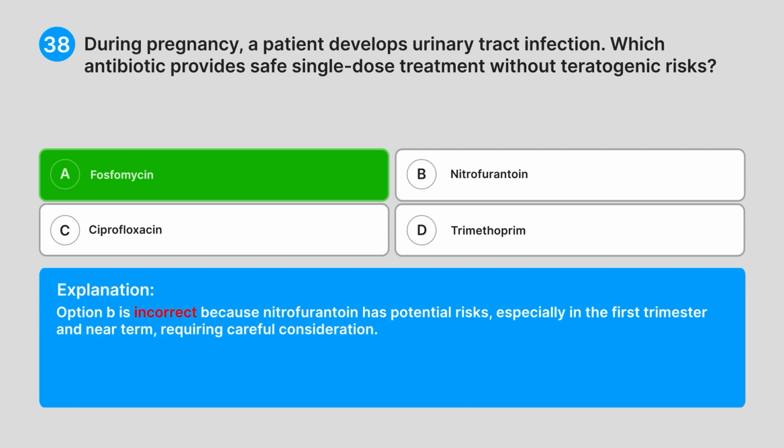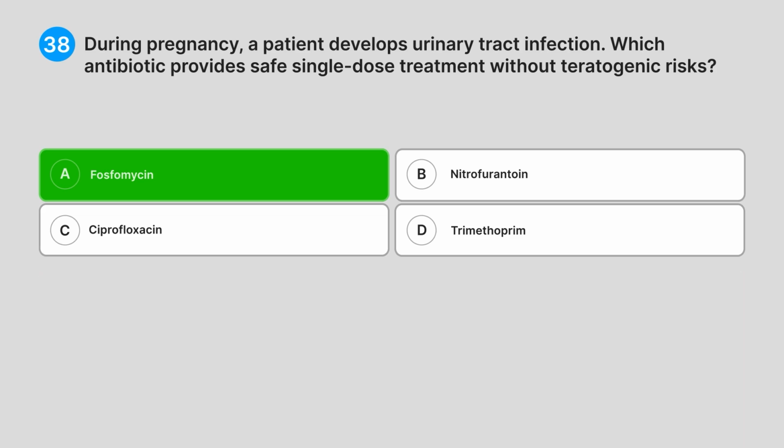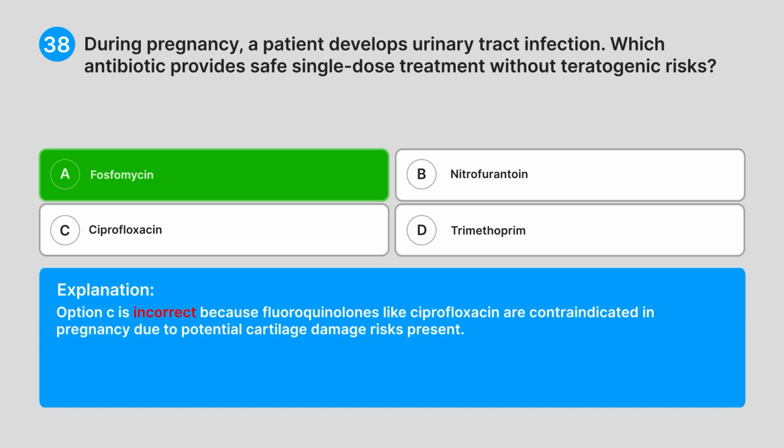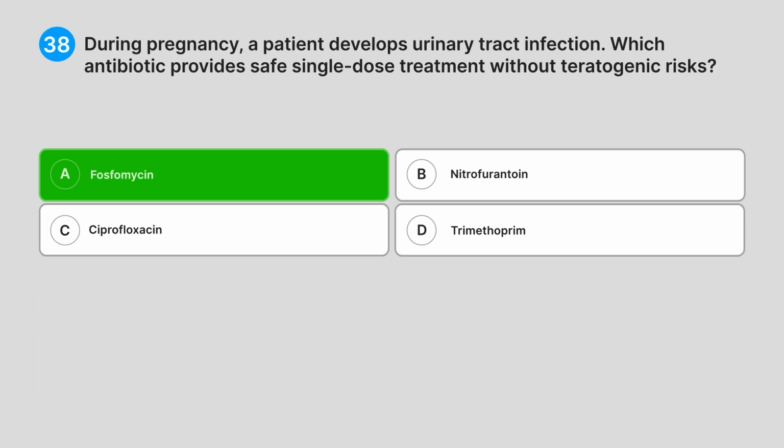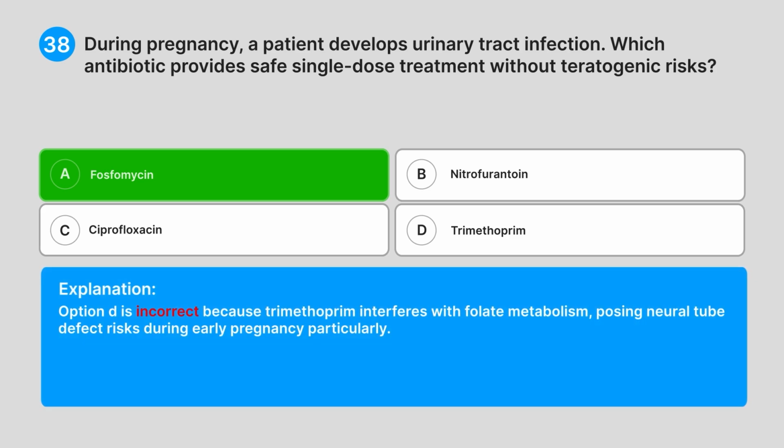Option B is incorrect because nitrofurantoin has potential risks, especially in the first trimester and near term, requiring careful consideration. Option C is incorrect because fluoroquinolones like ciprofloxacin are contraindicated in pregnancy due to potential cartilage damage risks. Option D is incorrect because trimethoprim interferes with folate metabolism, posing neural tube defect risks particularly during early pregnancy.